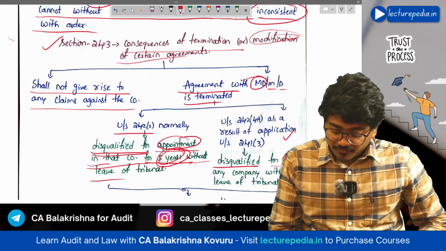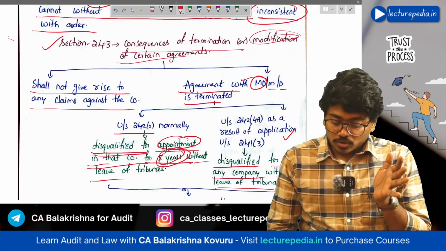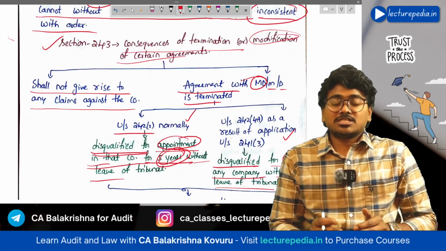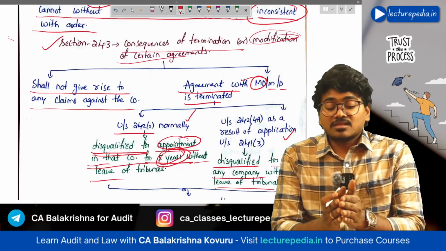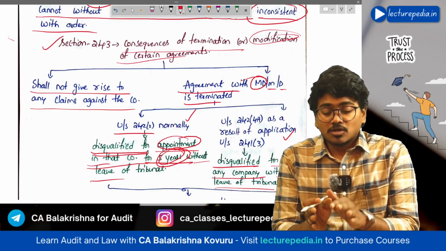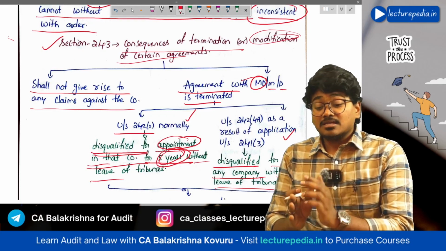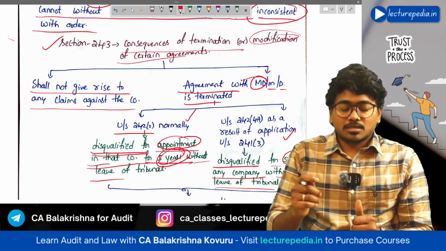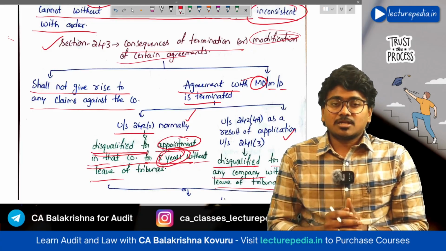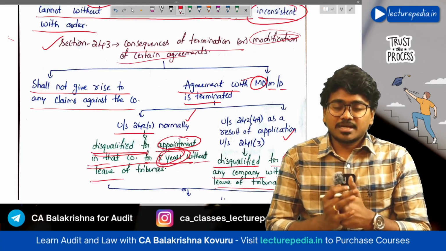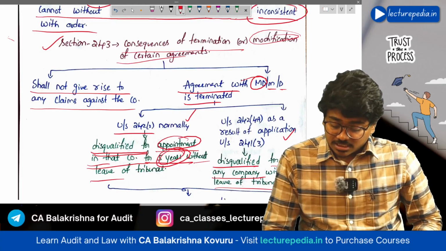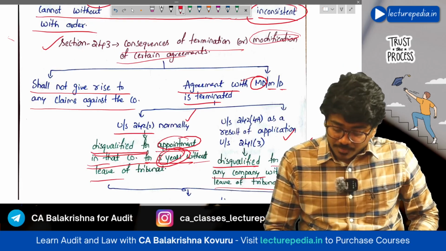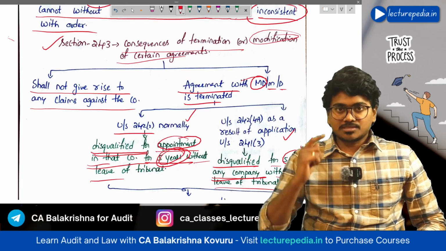See, disqualified for 5 years in any company without leave of the tribunal. Okay, if termination is normally as a consequence of an application filed by the shareholder, then that particular person is disqualified for 5 years only in that company. In the other case, if the central government has filed an application under section 241 and as a consequence of that the tribunal has passed an order to terminate the managing director or the whole time director or the director, in such a situation, that respective person who has been terminated is disqualified for 5 years in all the companies. Hope that is clear.